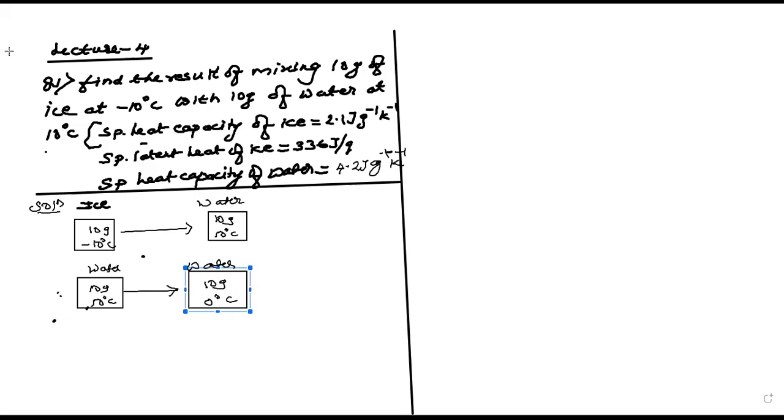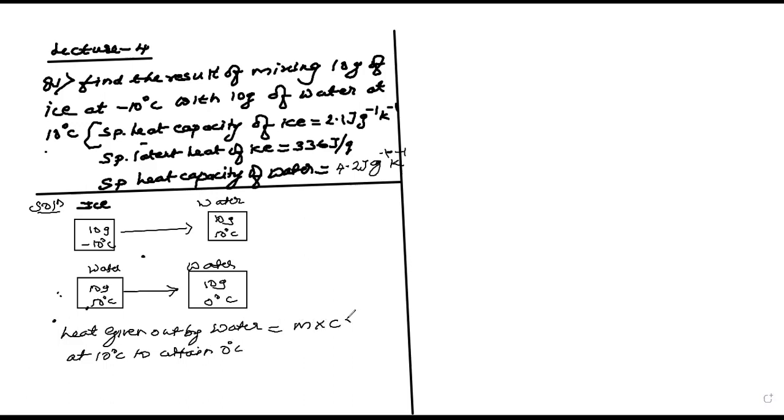So what is the heat given out by water? I'll just try to write this. Heat given out by water, this first part, okay? Water is a hot body, so I'm just trying to take it separately. Heat given out by water at 10 degrees Celsius to attain 0 degrees Celsius will be M into C into delta T.